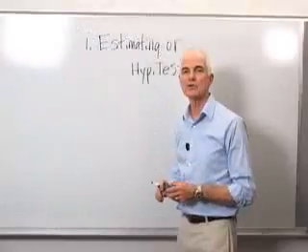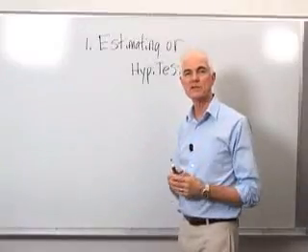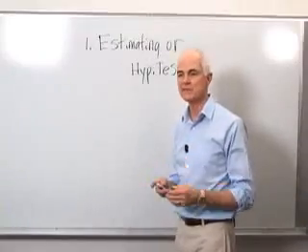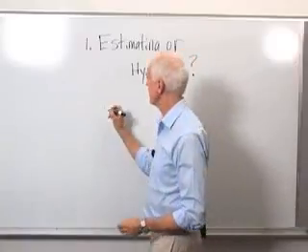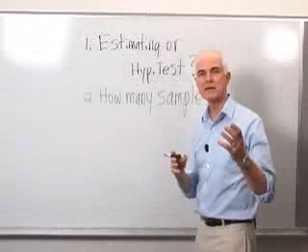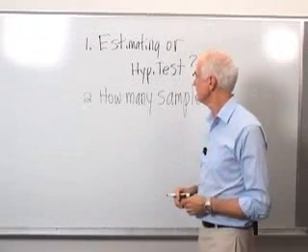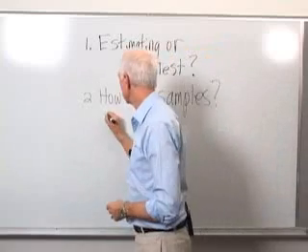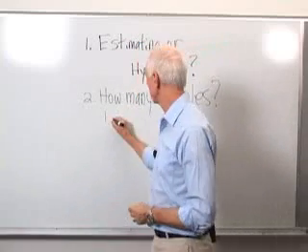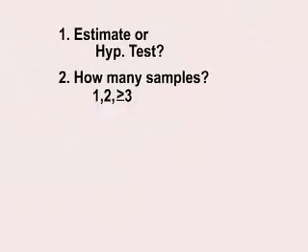When we're estimating, we're usually constructing confidence intervals. Once we've determined if we are estimating or testing hypotheses, another question that we might ask is, how many samples are we using in our analysis? Of course, the number of samples that we take is driven by how many parameters we're testing. Commonly, we take one sample or two samples or three or more samples.